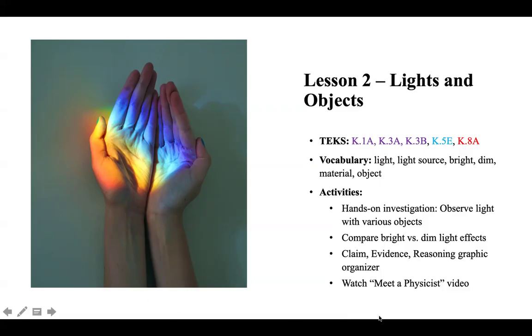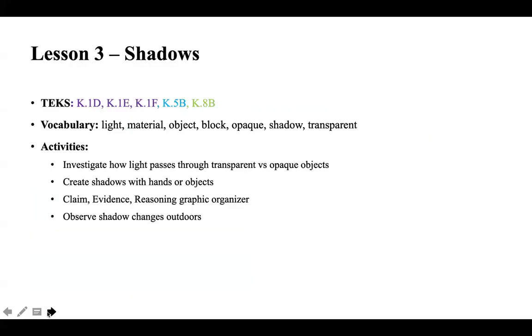We're going to lesson 3, shadows. TEKS are as followed. The vocabulary terms are light, material, object, block, opaque, shadow, transparent. Activities for this lesson include to investigate how light passes through transparent versus opaque objects, create shadows with objects or with your hands, of course your CER graphic organizer, and observing shadow changes through the outdoors.